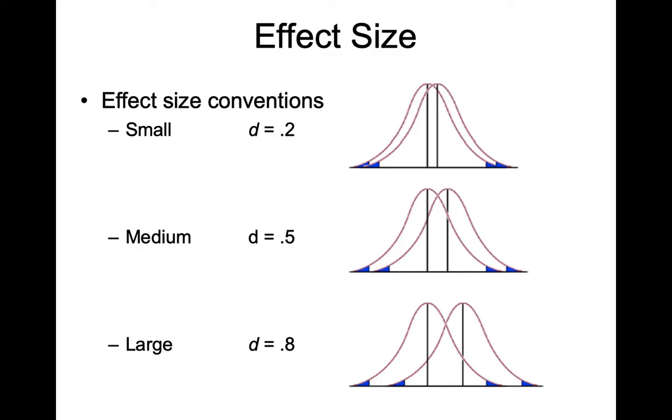And so a d of 0.2, that is any type of treatment or intervention that would either increase or decrease a mean difference by 0.2 of a standard deviation, would be considered a small effect. Any treatment or intervention that would increase or decrease the difference between two means by half of a standard deviation, 0.5, would be considered medium, and 0.8 would be considered large.